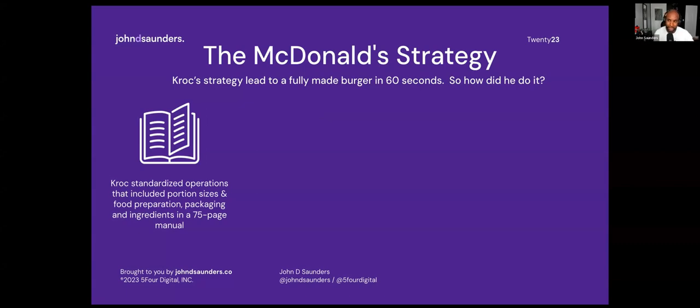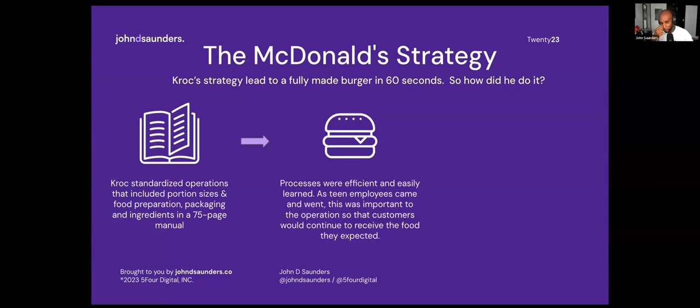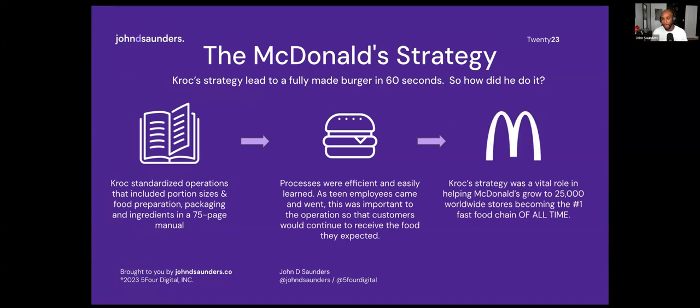I mean, that's a little extensive, but ultimately, he can take that same document and pass it to multiple people to go ahead and create efficiency in his business. Now, as teen employees come and go, right? You've got school, you've got college, you've got graduation. He was able to create this system that he could then give to more and more folks and created consistency in the business. That helped him grow to 25,000 worldwide stores, becoming the number one fast food chain of all time.